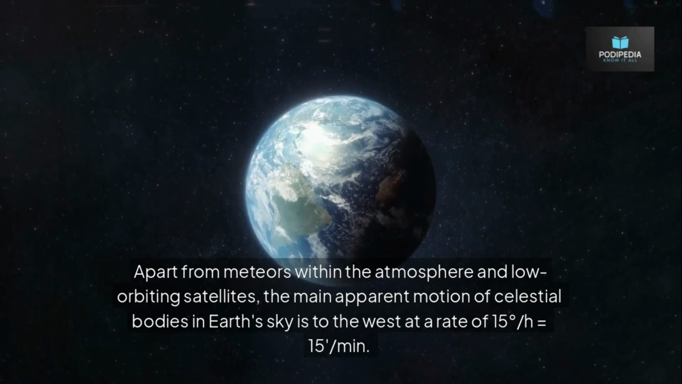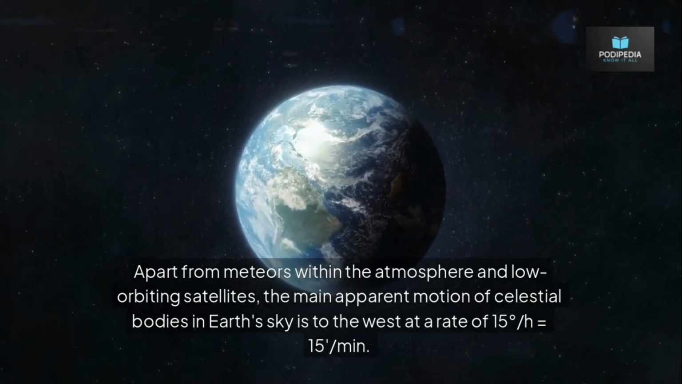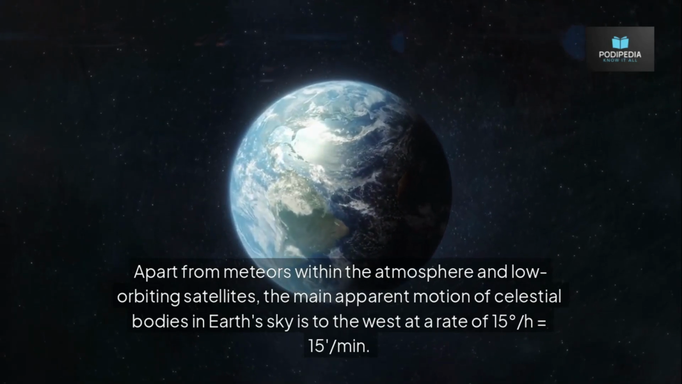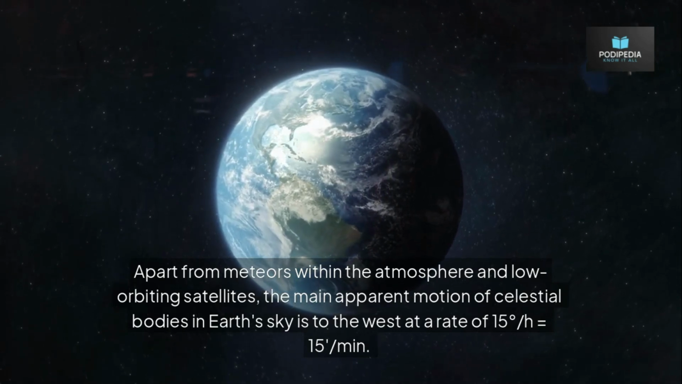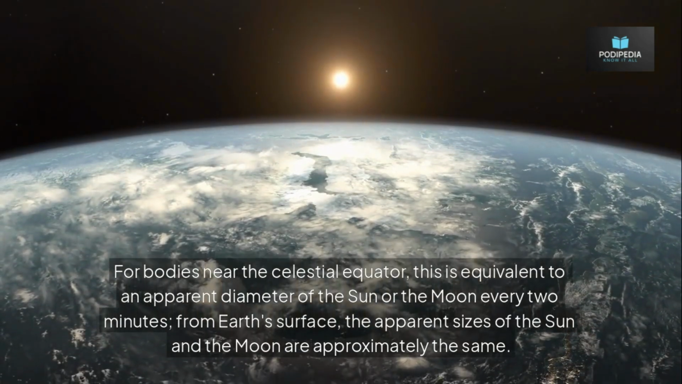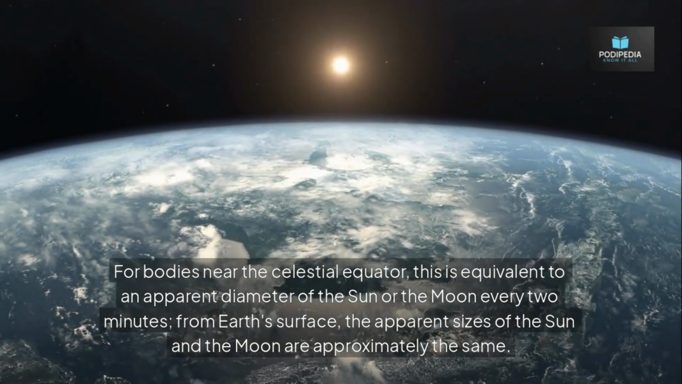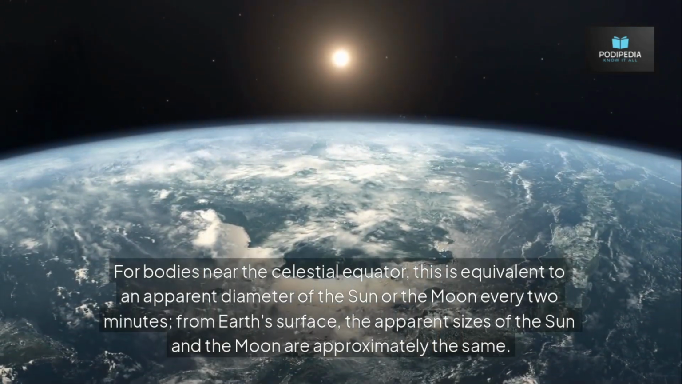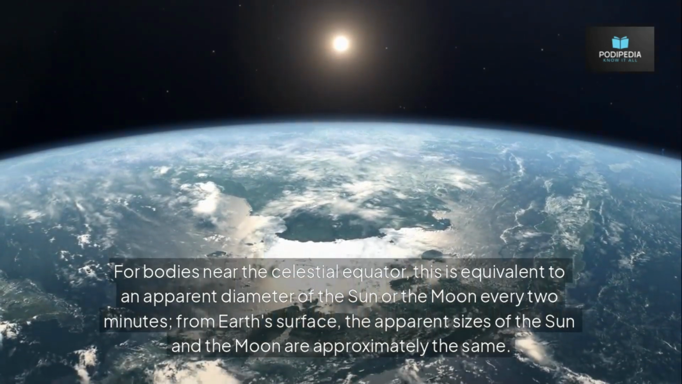Apart from meteors within the atmosphere and low-orbiting satellites, the main apparent motion of celestial bodies in Earth's sky is to the west at a rate of 15 degrees/h, equal to 15' per minute. For bodies near the celestial equator, this is equivalent to an apparent diameter of the Sun or the Moon every 2 minutes. From Earth's surface, the apparent sizes of the Sun and the Moon are approximately the same.